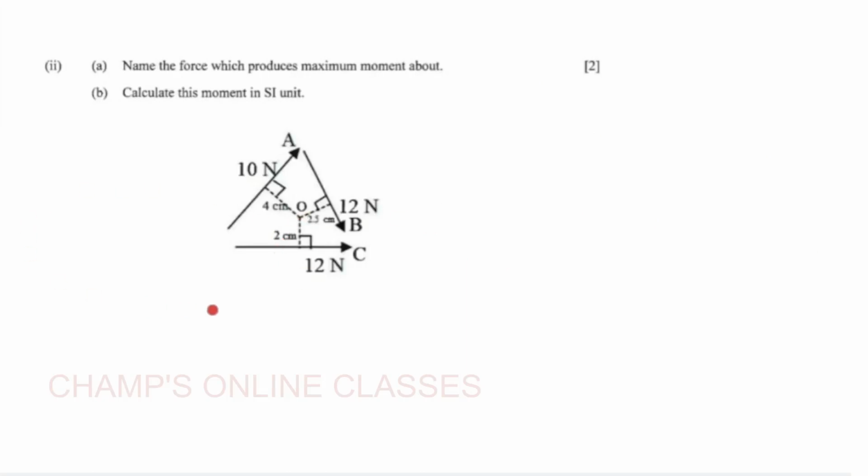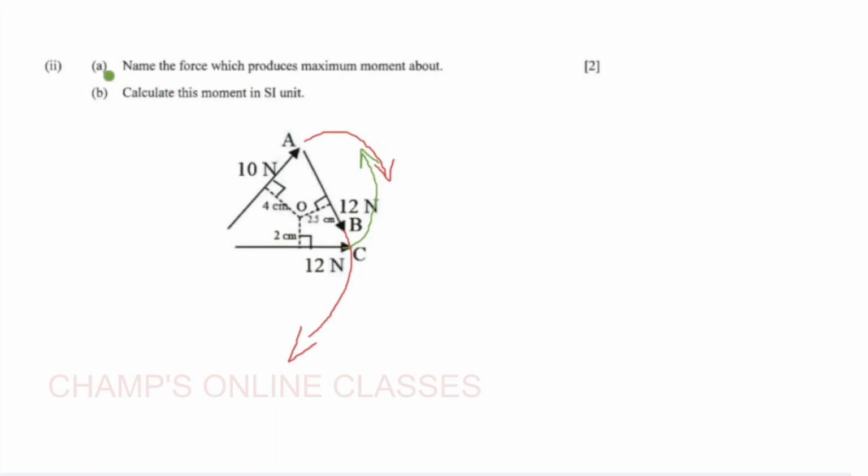Okay, next question is this. So they have shown you some forces at a certain distance from point O. We have to calculate their moment. So now first tell me in which direction the moment is acting. So A is in this direction, that is your clockwise direction. Even B is in clockwise direction. But your C is in anti-clockwise direction. So C will be plus, others will be minus.